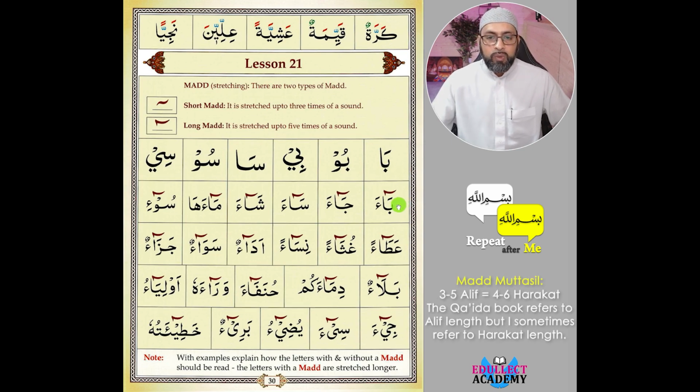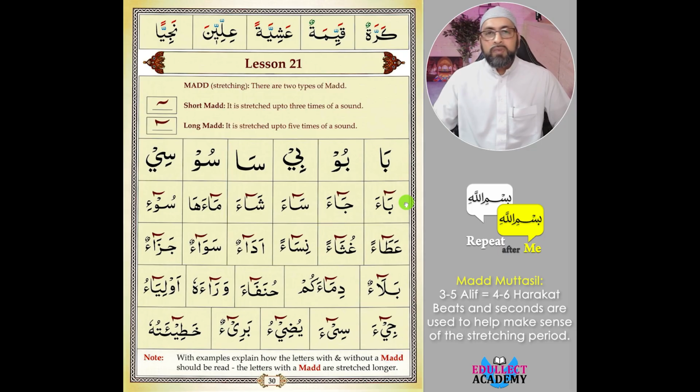These are known as, all of these which have these dagger symbols, mad muttasil. So we have to make these mad 5 counts long. So how do we do that? Ba. Okay, so that's approximately 5 counts or 5 seconds. Again, it's approximation. If you do it approximately around that length, then that's absolutely fine. So repeat after me.